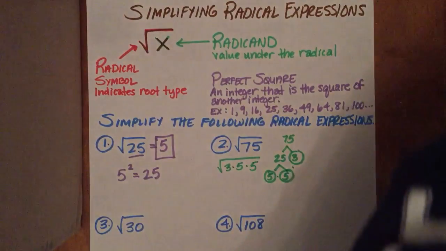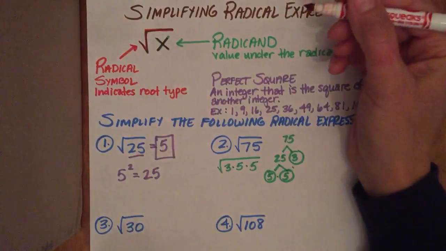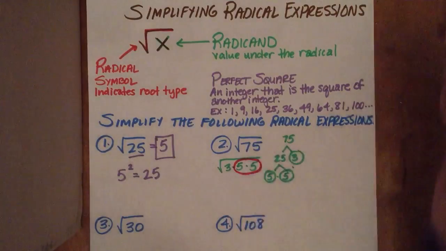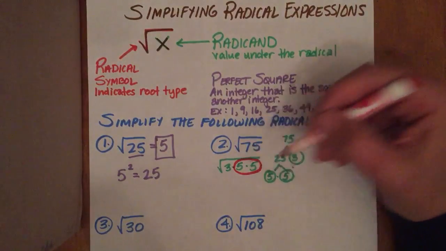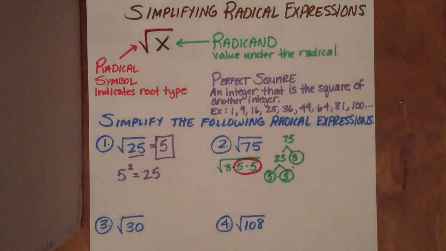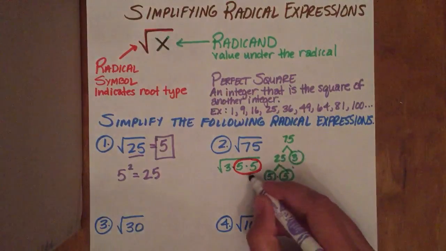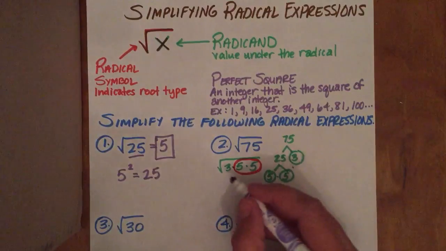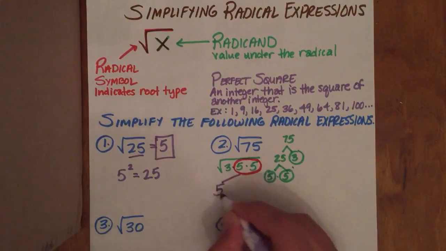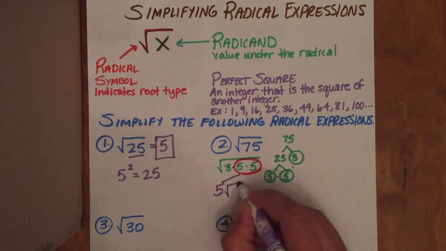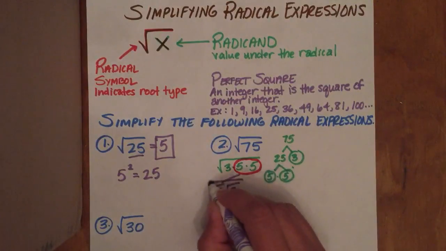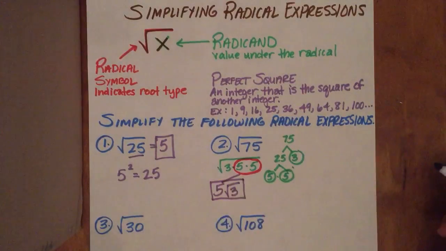Once I've done this, I need to look and see if I have any pairs. And I do. I have 1 pair of 5s. Now, what does that mean? That pair of 5s means that I can bring the 5 outside, because what is 5 times 5? It's 25. What's the square root of 25? It's 5. So for every pair, 1 comes out, and then the 3 doesn't have any buddies. It's by itself, so it just stays underneath, and that is your simplified answer, 5 times the square root of 3.